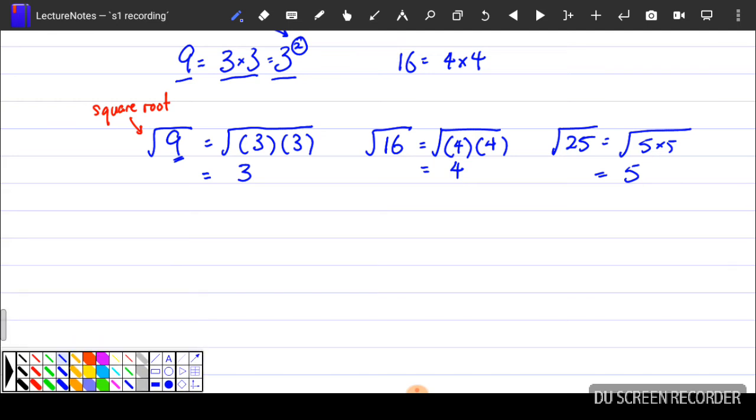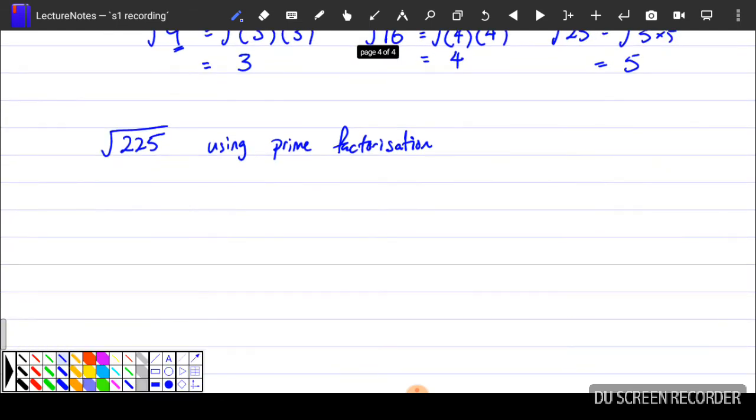Now, what about finding square root with prime factorization? Now let's try. Okay, we don't use the same example from your notes. So let's say I have a number 225 and I want to find the square root using prime factorization. So this means I have to split the number 225 into the prime factors, right?